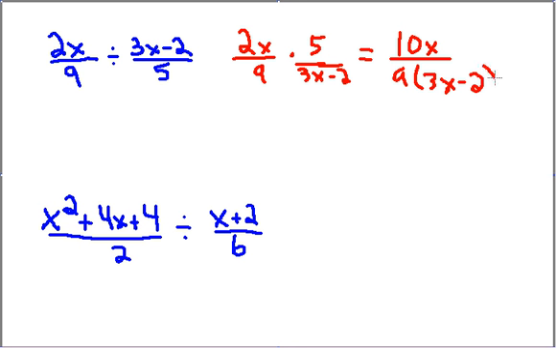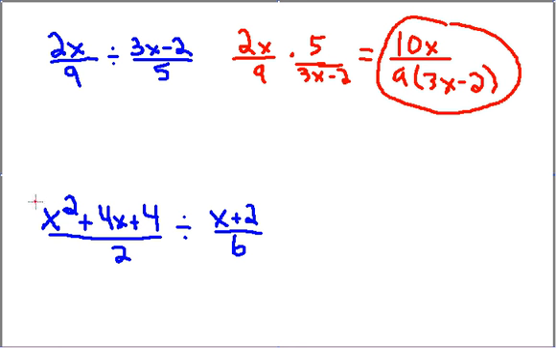And in algebra, oftentimes they would want you to leave this in a factored form. That's why I did not go ahead and multiply them out. If I wanted to multiply it out, I would use my distributive property, go 9 times 3x to get 27x, 9 times minus 2 to get minus 18. That would then give us 27x minus 18 on the bottom. But like I said, oftentimes they'd like you to leave it in a factored form, so that's how we'll do it here. So our answer is 10x over 9 times 3x minus 2.